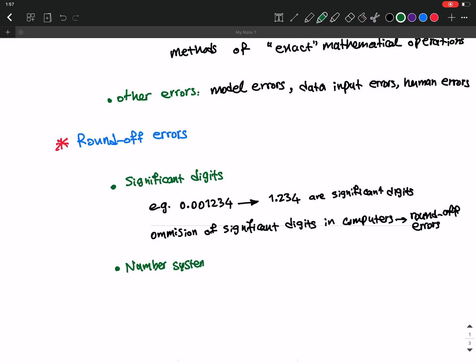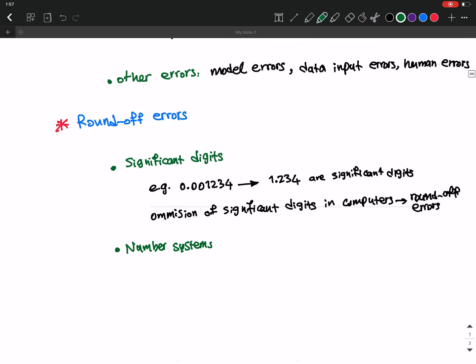As you know, in most of our applications, we use the decimal system, or base 10, to represent numbers. For example, 1234 in base 10 is 1 times 10 to the power 3 plus 2 times 10 to the power 2 plus 3 times 10 plus 4 times 10 to the power 0, right?